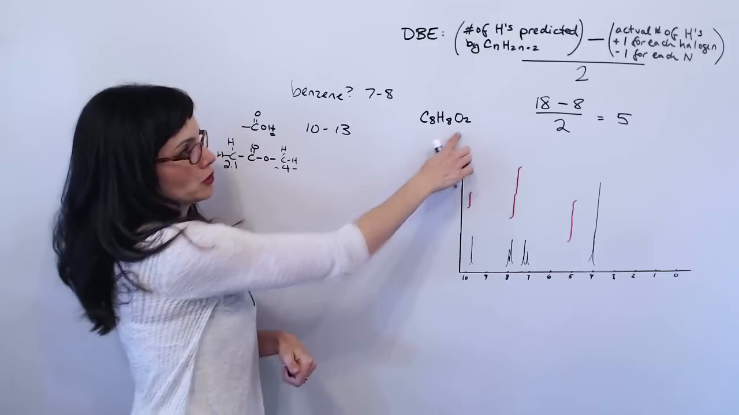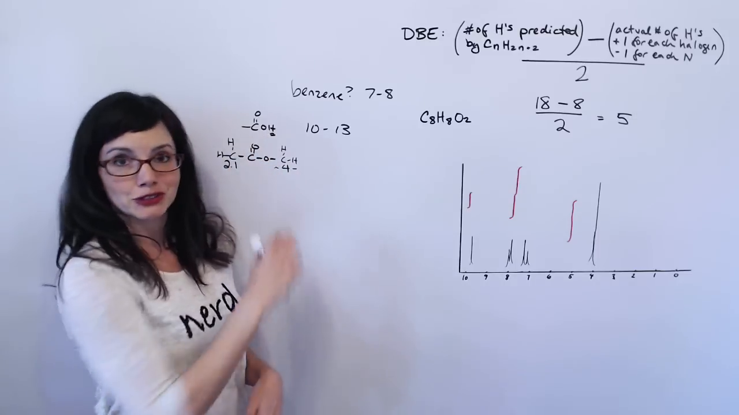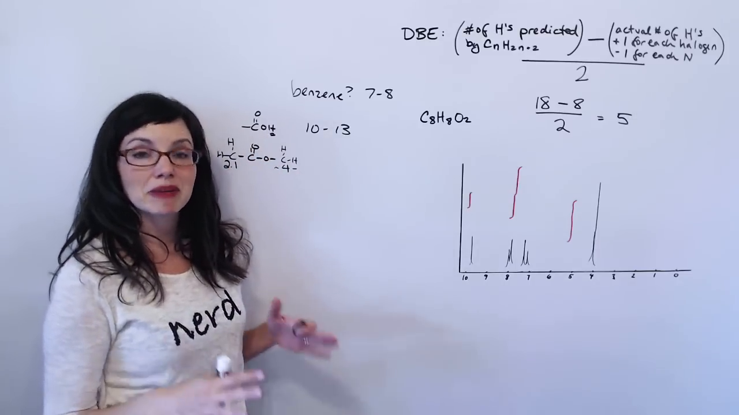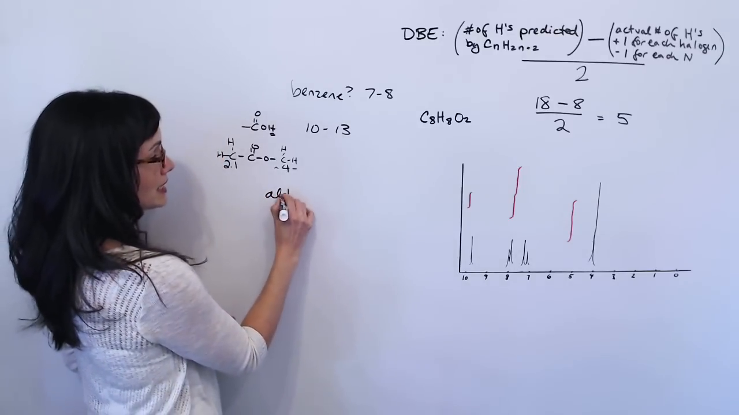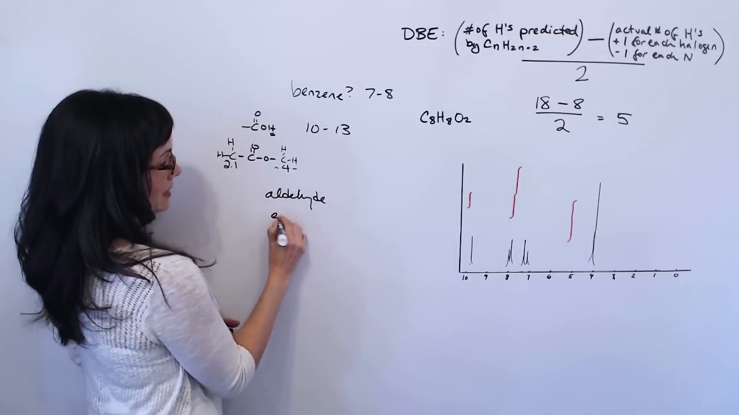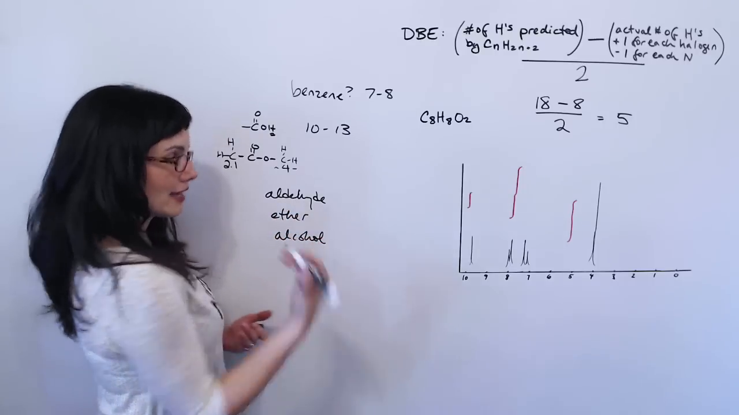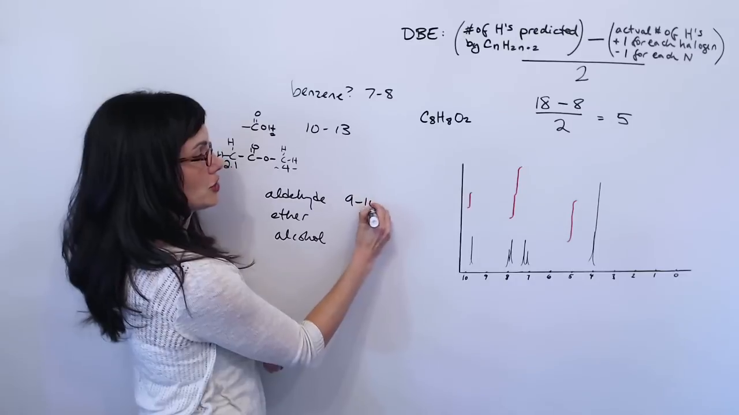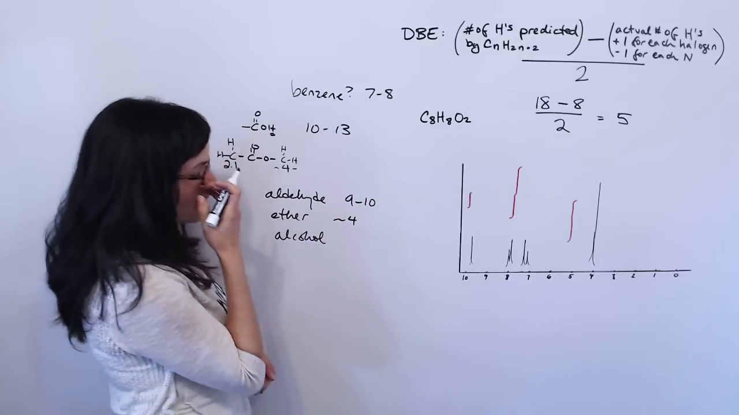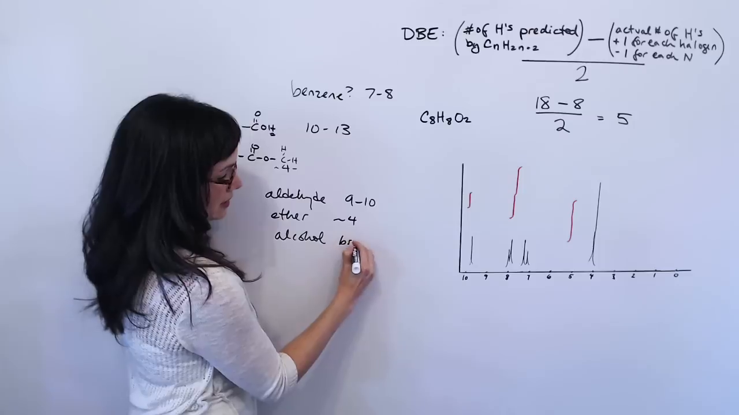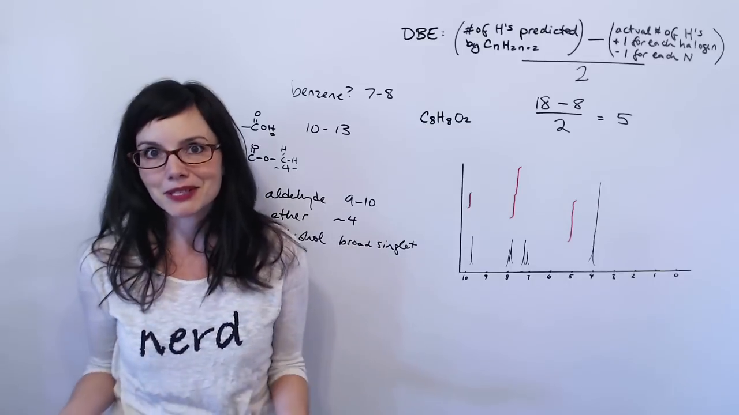Whenever we see two O's, we don't just want to consider that they are together in one functional group. We also want to consider that they might be in two separate functional groups. So we also need to look at the possibility of an aldehyde, an ether, or an alcohol. And like we discussed before, aldehydes show up around 9 to 10, ethers show up around 3 to 4, and alcohols show up as a broad singlet. And that broad singlet can really be anywhere in the spectrum.